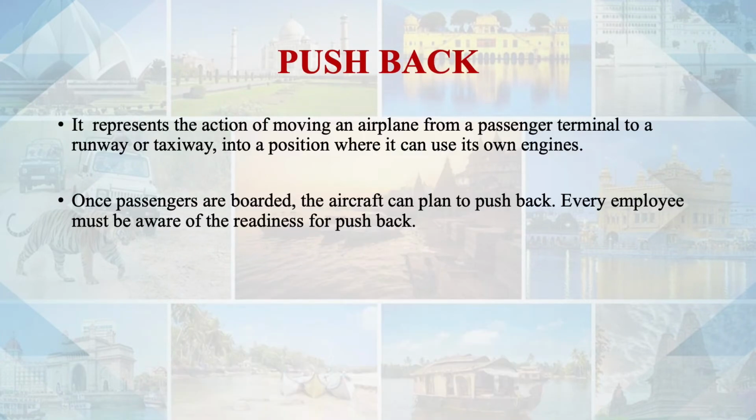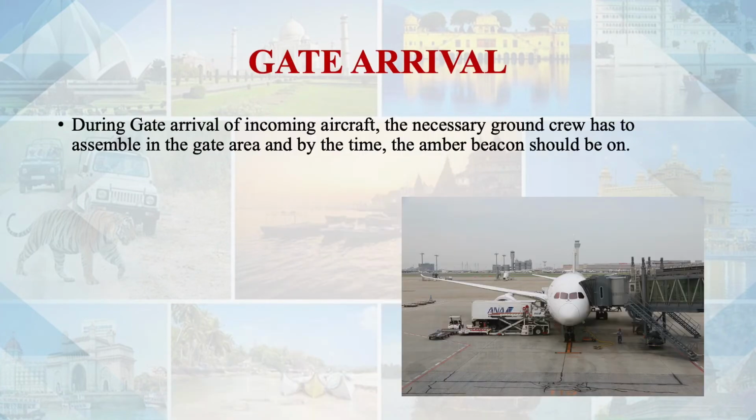After landing, the gate arrival is an important area. During gate arrival of an incoming aircraft, the necessary ground crew has to assemble in the gate area, and by that time the amber beacon should be on, so that other vehicles won't reach that area. The essential ground crew consists of the marshaller, and vehicles around that area should be alerted to ensure that none is on the way. So that area has to be empty, apart from the people that are required for turnaround activities.